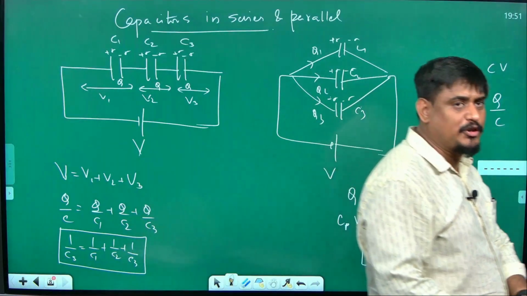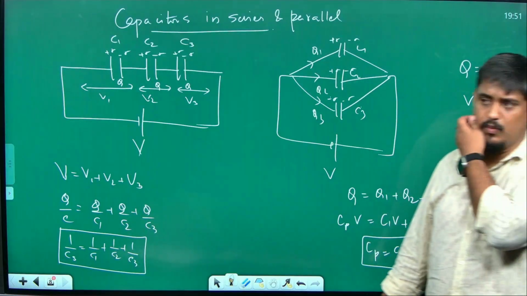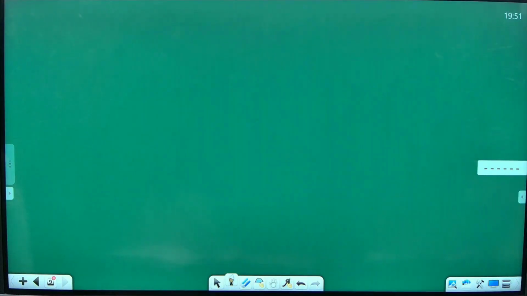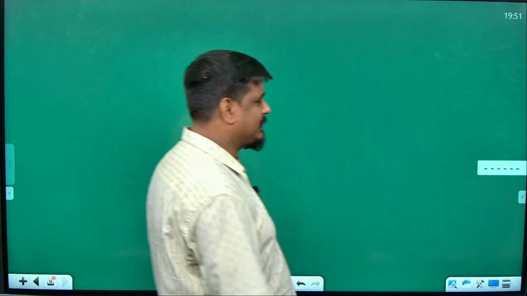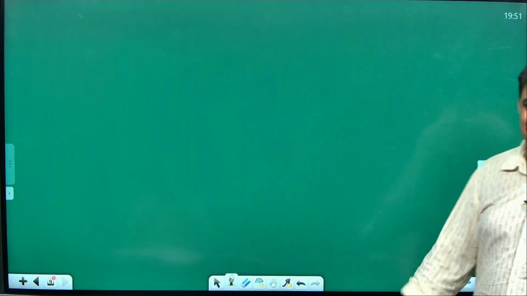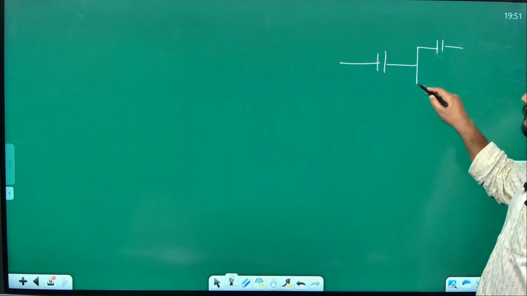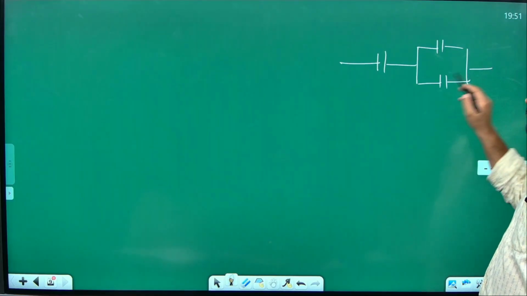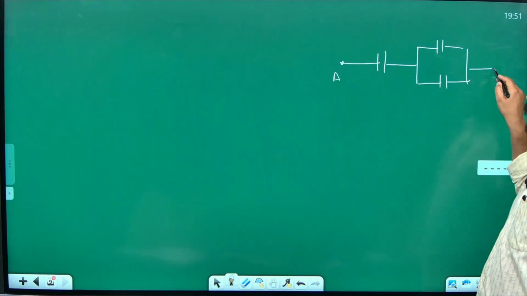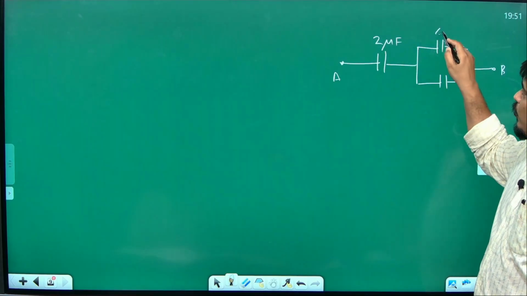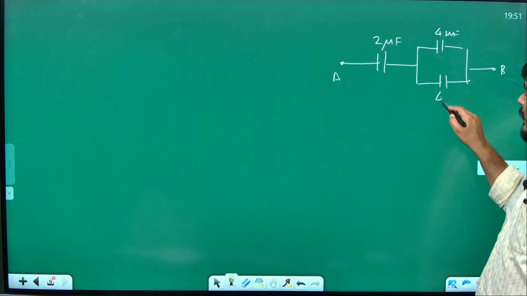I hope it is done. Can I proceed further? Now, how the questions can be asked in the examination. Please pay attention. Now, don't expect the question to be as easy as this, though it is easy, but solve it. 2 microfarad, 4 microfarad, 4 microfarad.